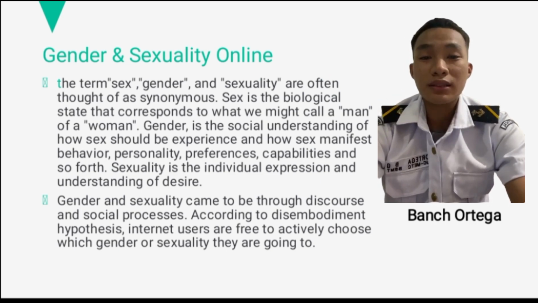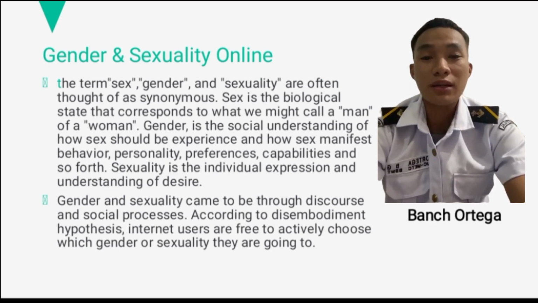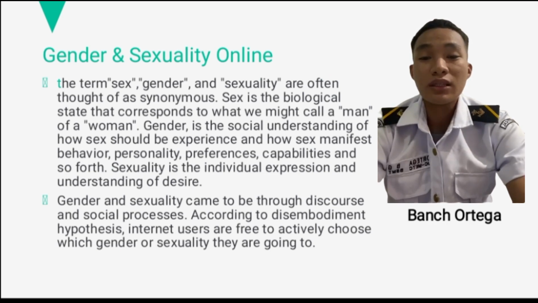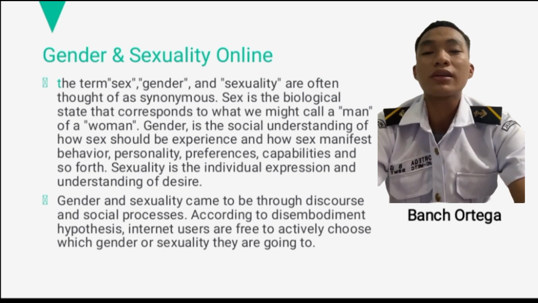The terms sex, gender, and sexuality are often thought of as synonymous. Sex is the biological state that corresponds to what we might call a man or a woman. Gender is the social understanding of how sex should be experienced and how sex manifests in behavior, personality, preferences, capabilities, and so forth. Sexuality is the individual expression and understanding of desire. Gender and sexuality came to be through discourse and social processes. According to the embodiment hypothesis, internet users are free to actively choose which gender or sexuality they are going to adopt.